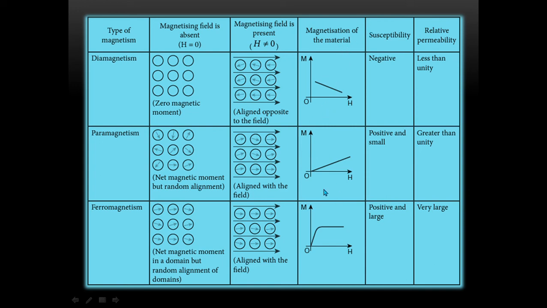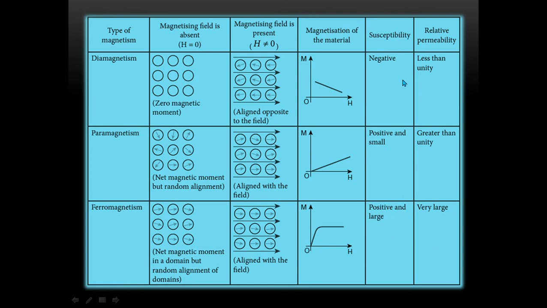This is a graph to indicate magnetization of the material. For diamagnetism, this is the graph. Then for paramagnetism, it increases, then this is the positive direction. This is also the positive direction. This is the negative direction. Susceptibility should be negative for diamagnetism, then positive and small for paramagnetism, then positive and large for ferromagnetism.